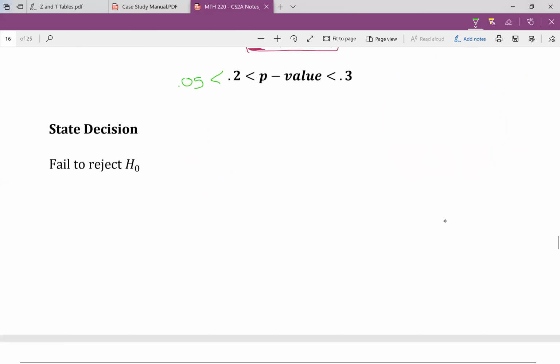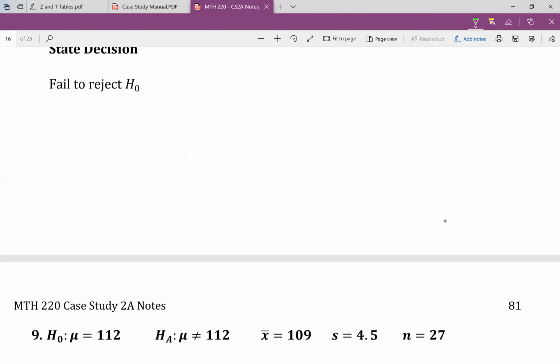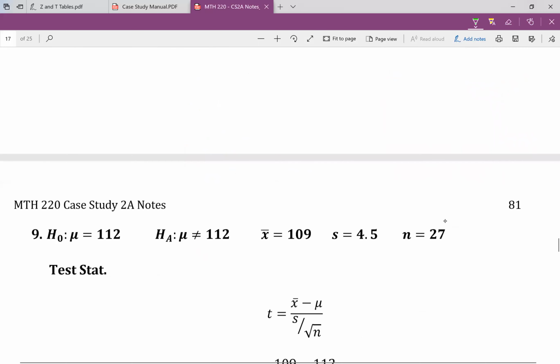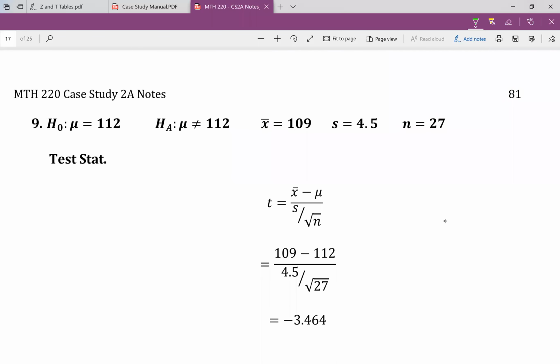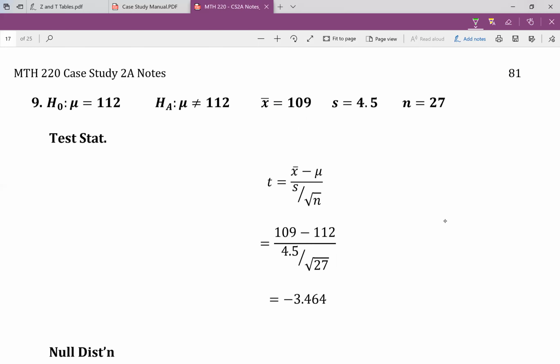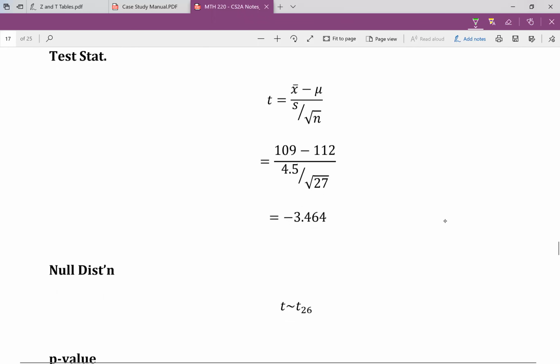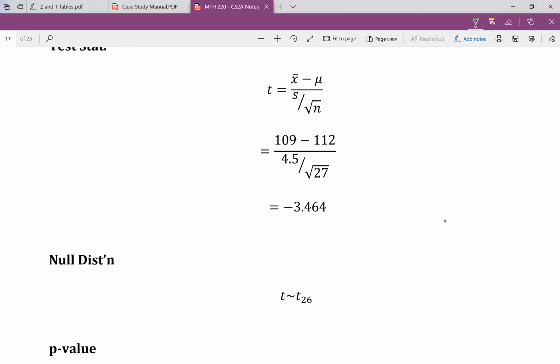Okay, let's look at the next one. Again, I give you your H0, your HA, and you have to calculate your test statistic. Now we have a negative test statistic, so we'll get to see how we use our two-tailed hypothesis when we have a negative test statistic for T. The next thing to write is the null distribution. T follows a T distribution with 26 degrees of freedom. Then our next step is the p-value. Before we move on to p-value, let's draw a picture of what we have going on here.